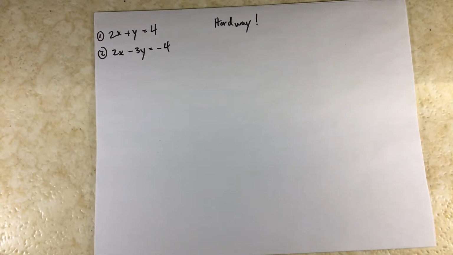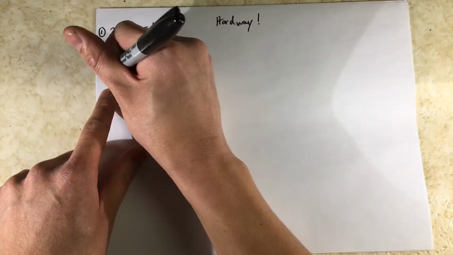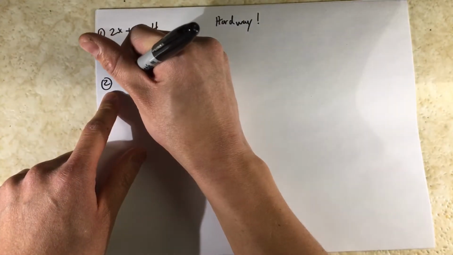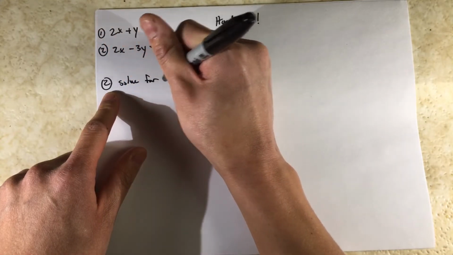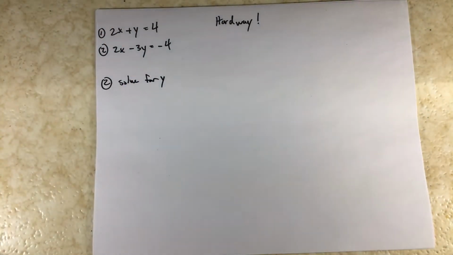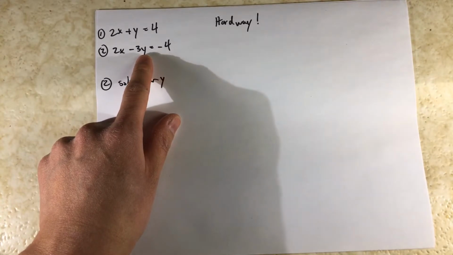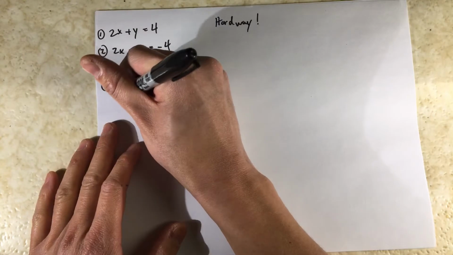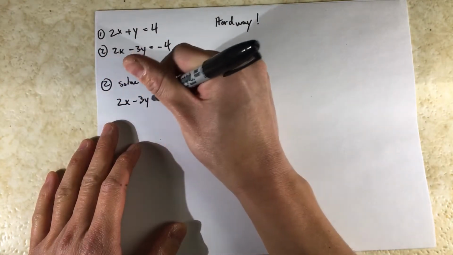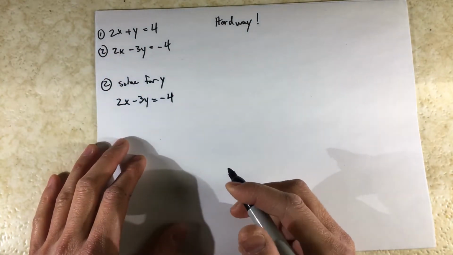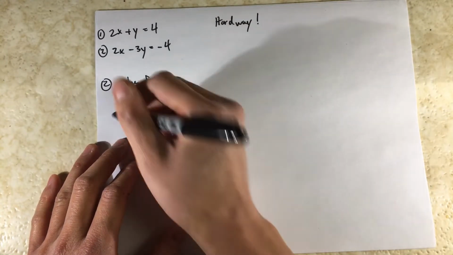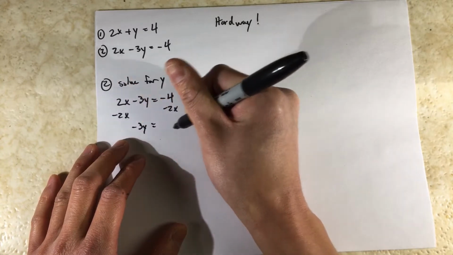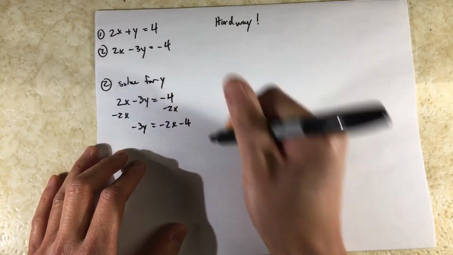Okay, so what I'm going to do is start with equation 2, and I'm going to solve for y. If you notice, there's a 3 in front of this y, so we're going to have fractions, and I'll show you that in a second. So if I have 2x minus 3y is equal to negative 4, to solve for y, I'm going to subtract the 2x from both sides. So I get negative 3y is equal to negative 2x minus 4.